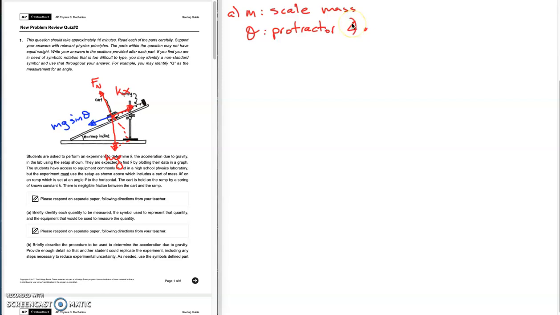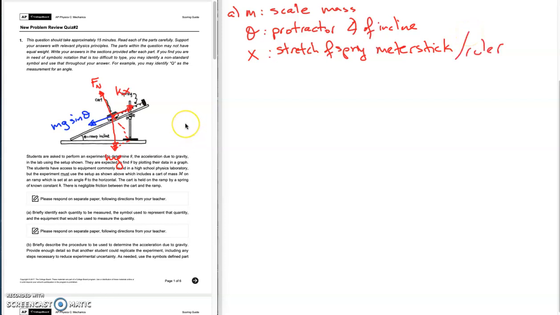And angle of incline. Now, since they gave us the angle, I'm guessing they don't want us to change the angle. They said it is set to an angle theta. And the last thing that we're going to need to measure is X, stretch of spring, and, oh, I've gone and changed the order here. The tool is going to be meter stick or ruler. Either one should be acceptable.